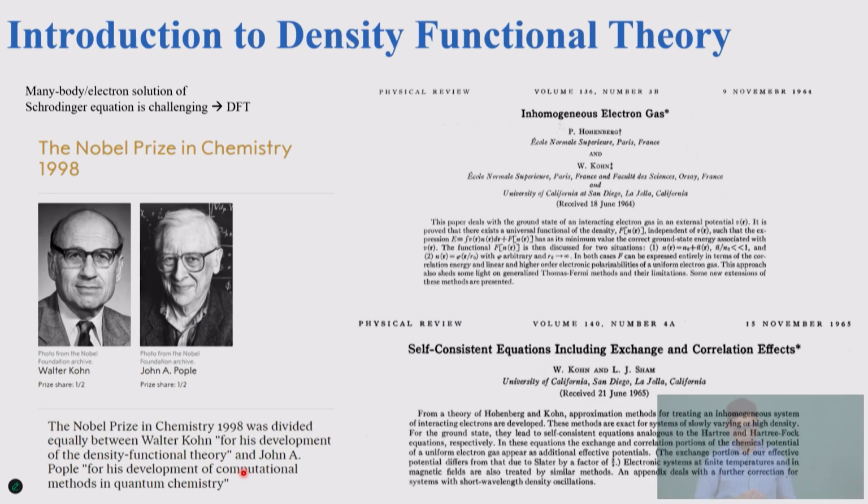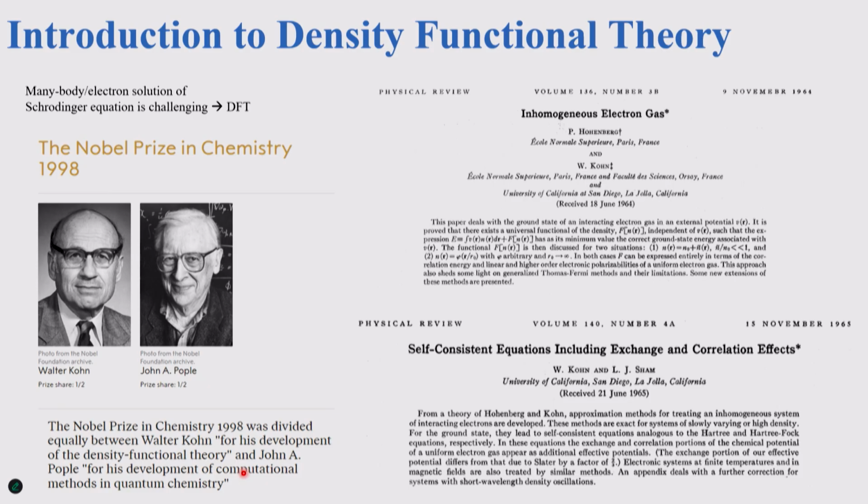So quantum mechanics in a more manageable way was achieved by these two gentlemen, Walter Kohn and John Pople, for which they got the Nobel Prize in 1998. What they did is very interesting. In quantum mechanics, remember we have H psi equals E psi. Psi is called the wave function, H is the Hamiltonian, and E is the eigenvalue.